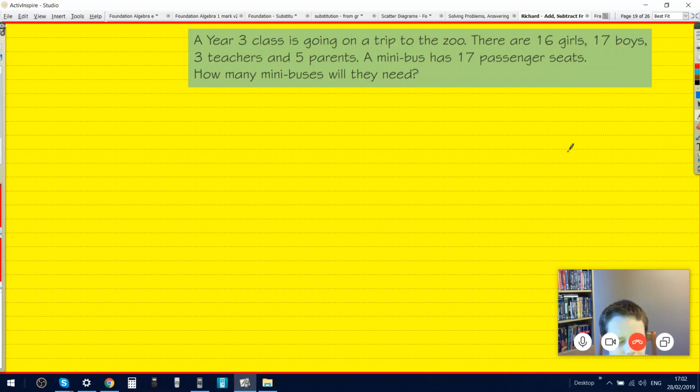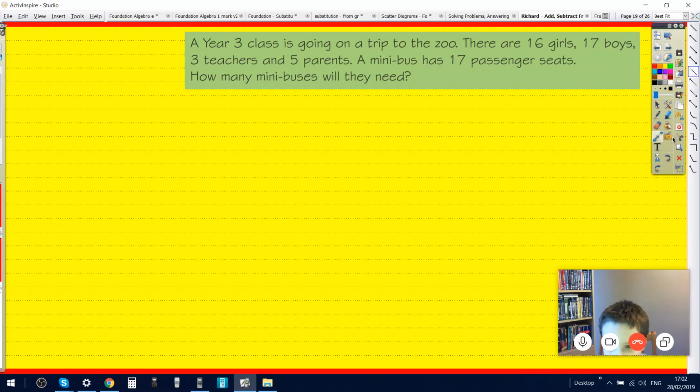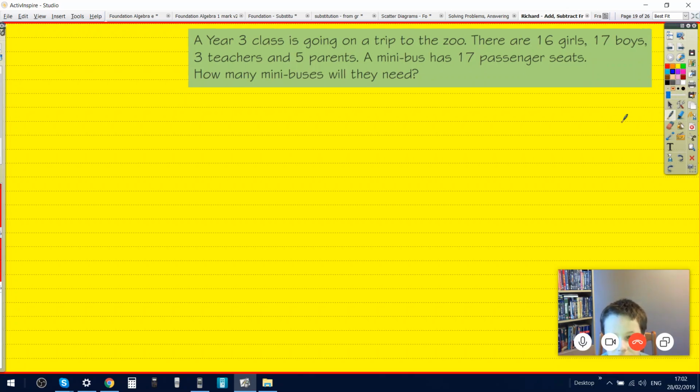A Year 3 class is going on a trip to the zoo. There are 16 girls, 17 boys, 3 teachers and 5 parents. A minibus has 17 passenger seats. How many minibuses will they need?